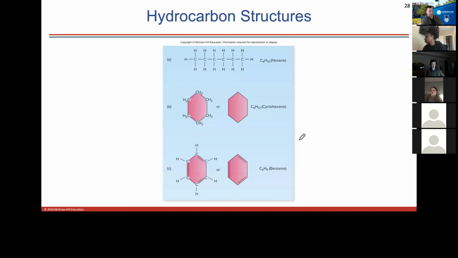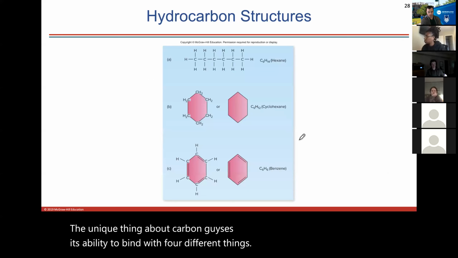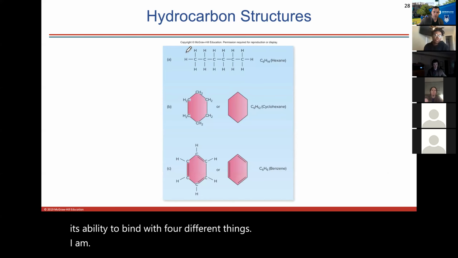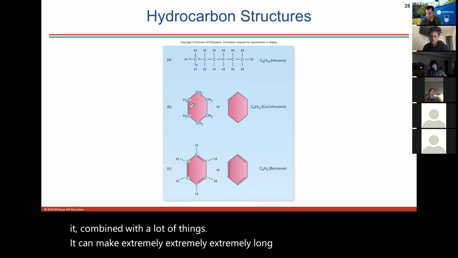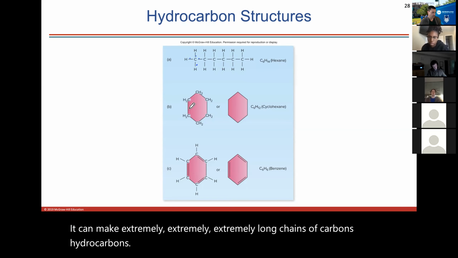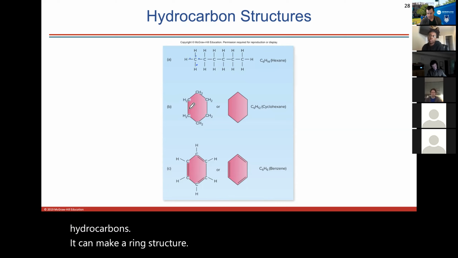The unique thing about carbon, guys, is its ability to bind with 4 different things. 1, 2, 3, 4. It can bind with a lot of things. It can make extremely, extremely long chains of carbons, hydrocarbons. It can make a ring structure. And it's that complexity that allows it to make so many varied things.